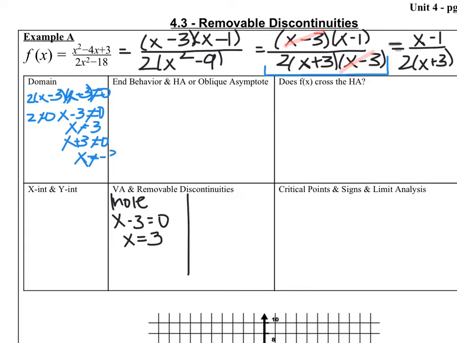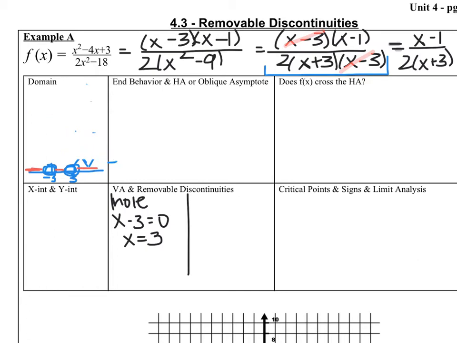Now I know most of you can do all of that in your head, and that's totally fine. Now what we're doing is, on a number line, taking out the negative 3, taking out the 3, and leaving everything else. So I'm going to clean this up and put my final answer for my domain, which will be negative infinity to negative 3 union negative 3 to 3 union 3 to infinity.